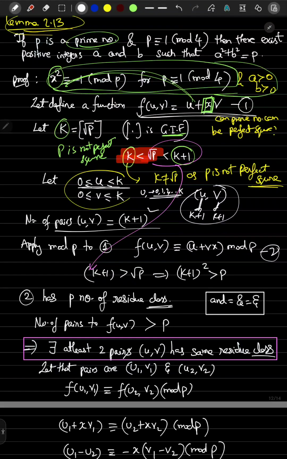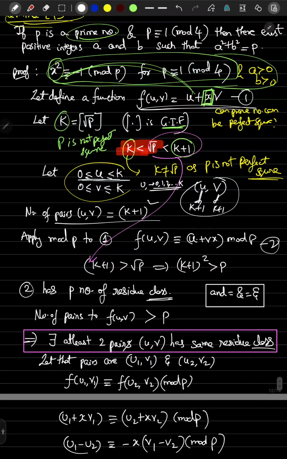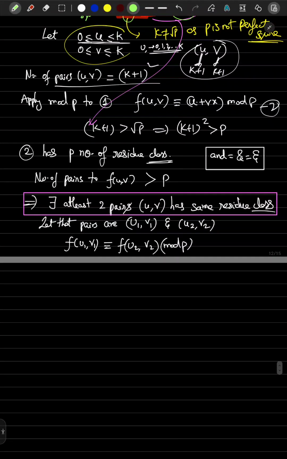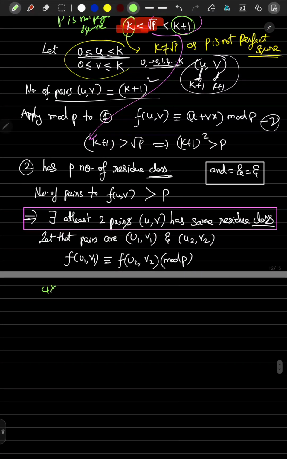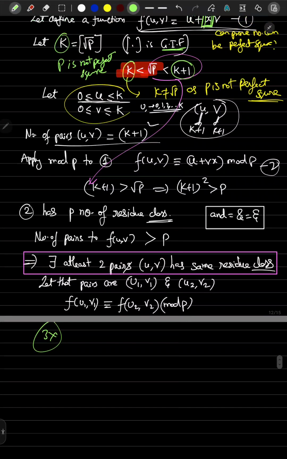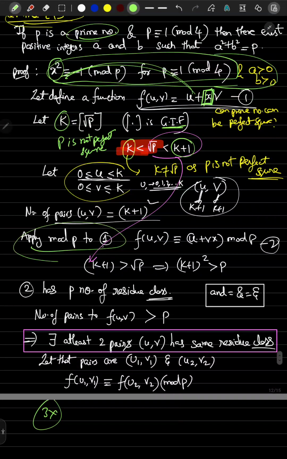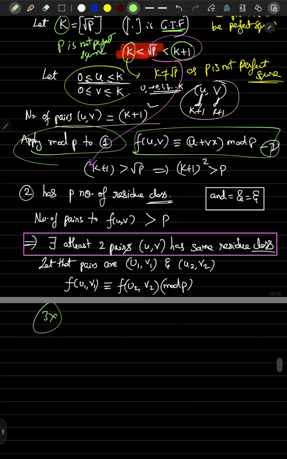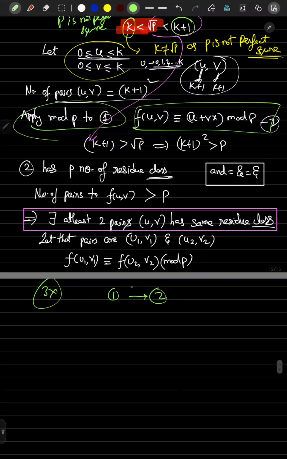Now for this equation 1, I am applying mod on both sides. I am going through everything basic, so the video will lag, but keep it at 4x or 3x and try to listen to everything. So applying mod to equation 1, it will become equation 2.